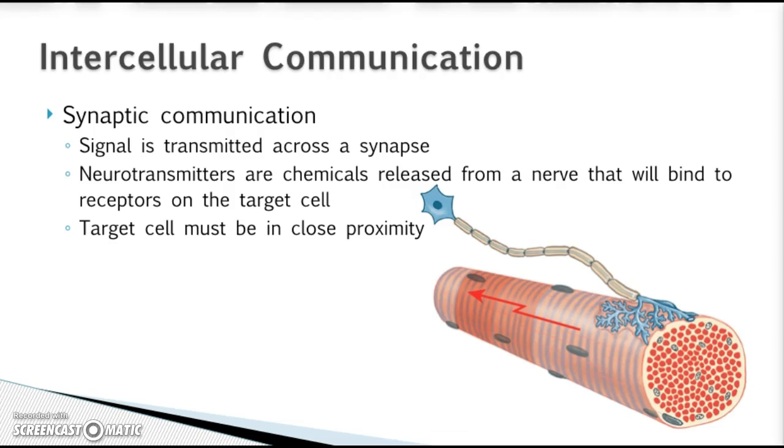In synaptic communication, a chemical called a neurotransmitter is released from one cell, which is always a neuron, crosses a synapse, and will bind to a receptor on the postsynaptic cell. You may have already learned about a neuromuscular junction. In that instance, the postsynaptic cell is a muscle fiber, and the neurotransmitter is acetylcholine.